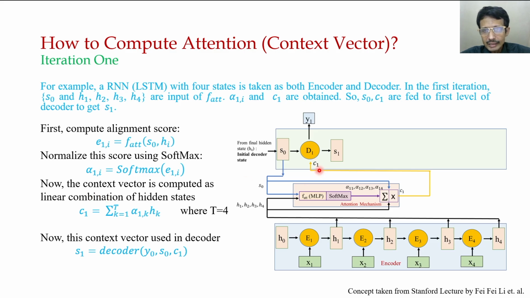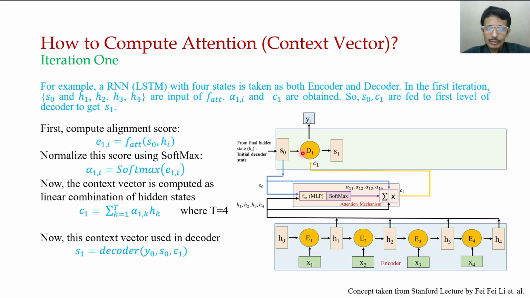Now the context vector C1, how is it generated? It is the sum over k from 1 to 4, where T is equal to 4, of alpha_{1k} times h_k. So it is alpha 1,1 times H1, alpha 1,2 times H2, alpha 1,3 times H3 and alpha 1,4 times H4. And the decoder input is Y0 here. For completeness we write Y0, though there is no Y0, then S0 and C1 for the first step.